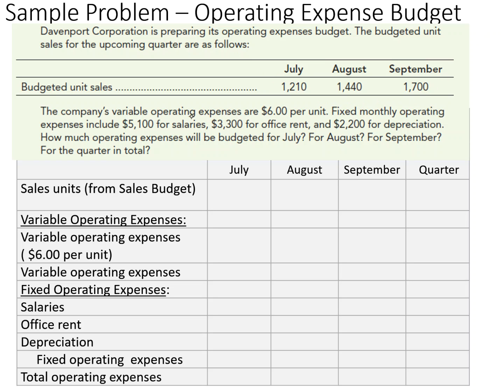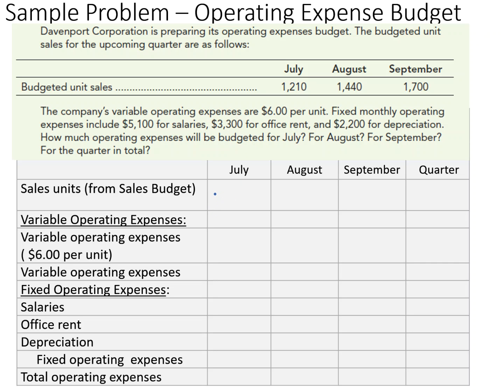And then it says the company's variable operating expenses are $6 per unit. Fixed monthly operating expenses include $5,100 for salaries, $3,300 for office rent, and $2,200 for depreciation. How much operating expenses are budgeted for July, August, and September? And then the quarter. Okay, well, let's start filling in. We should be getting pretty good at this by now.